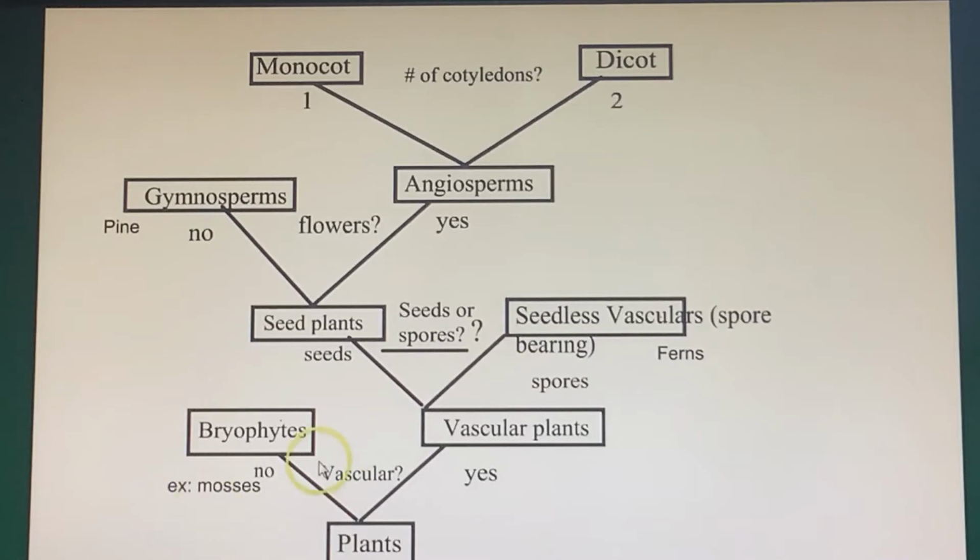We're going to look at the life cycle and the characteristics of mosses, ferns, pine trees, and flowering plants. Come back for the next video where we'll go through each of those.